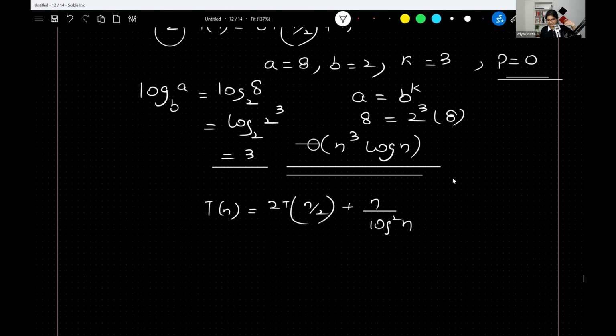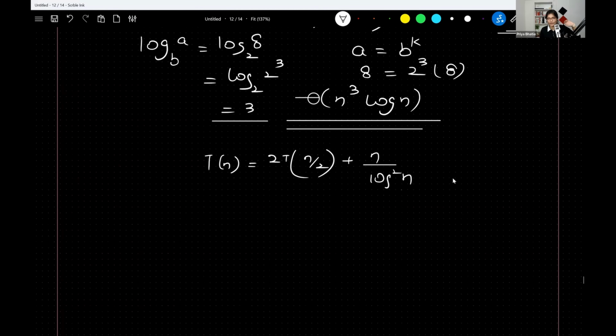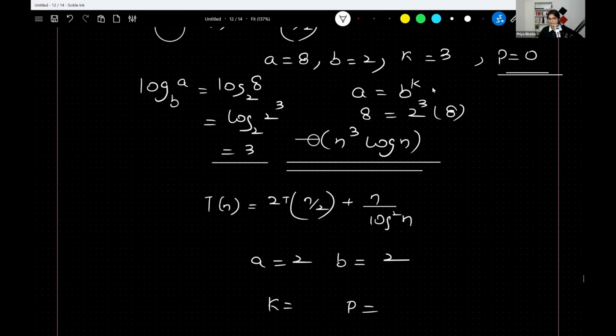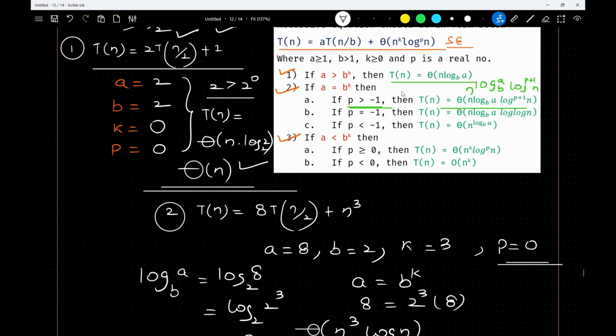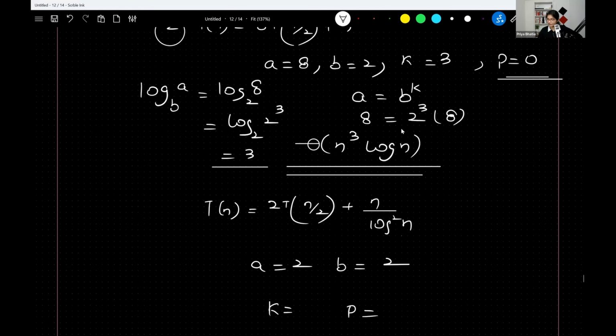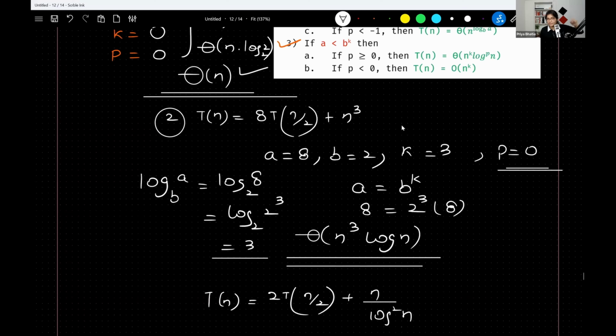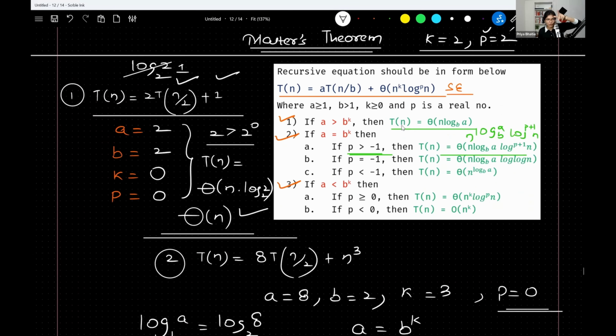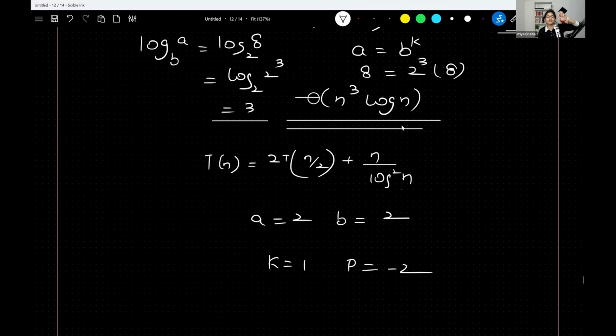Similarly, for example, here you will understand it better. If I say in this equation, what is the value of A, B, K and P? Can anyone tell me? A is 2, B is 2. What is the value of K? 1. What is the value of P in this equation? -2. Very good. So P indicates the logarithmic term. If there is no logarithmic term in any equation, always remember P will be 0. Similarly, if there is no N available in your recurrence relation, K is also 0.